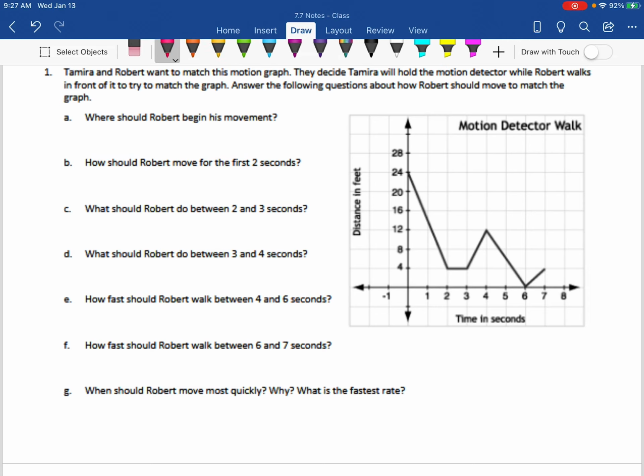Okay, so the first thing, where should Robert begin his movement? So remember, our starting location is always on the y-axis. Okay, so starting location is 24 feet is our measurement from motion detector. How should Robert move for the first 2 seconds? Okay, when we're talking about movement, we need to make sure that we address speed and direction.